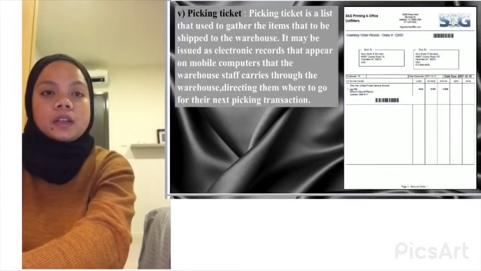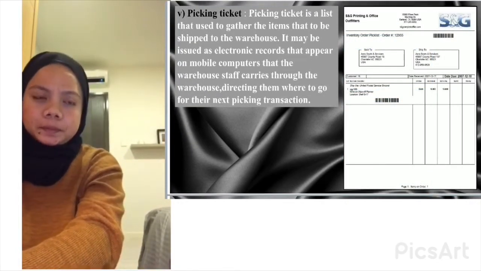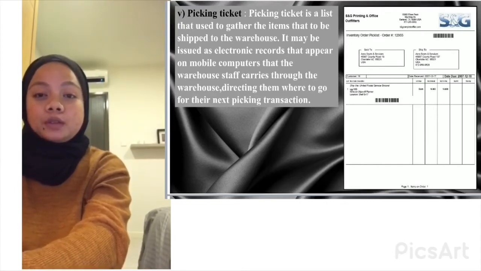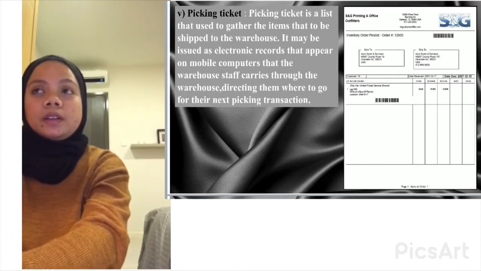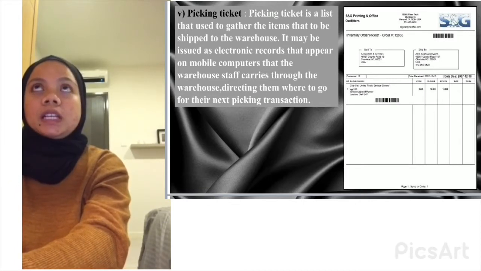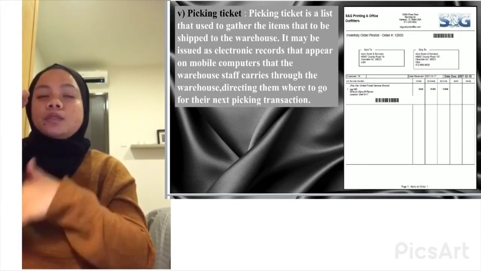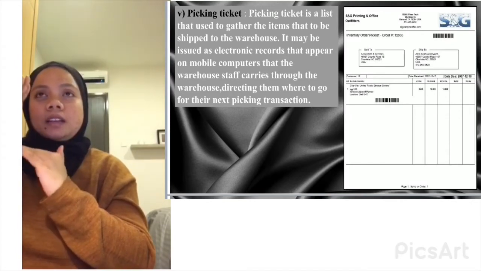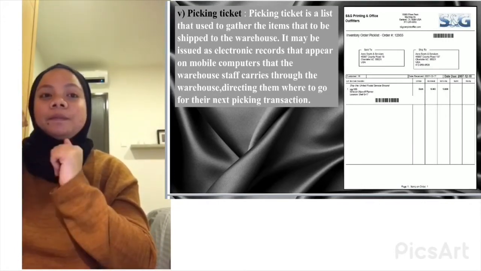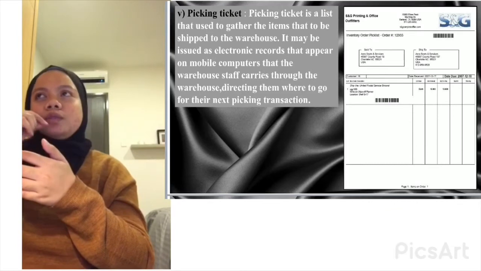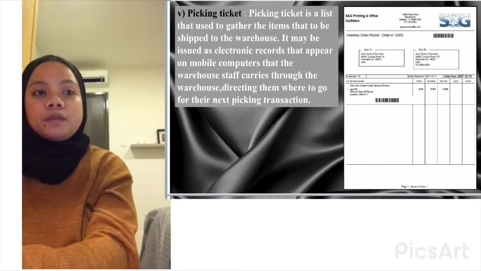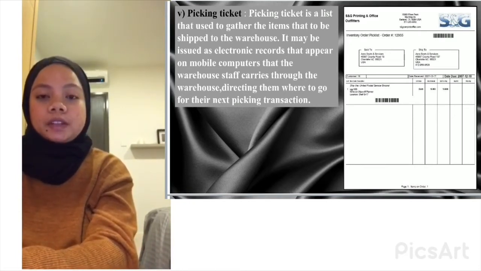The next document is the picking ticket. A picking ticket is actually a list that is used by the business to gather the items that are to be shipped to the warehouse. Mostly, in those picking tickets there will be more than 2, 3, 4 items that need to be shipped to the warehouse. Therefore, the company itself may need this picking ticket.